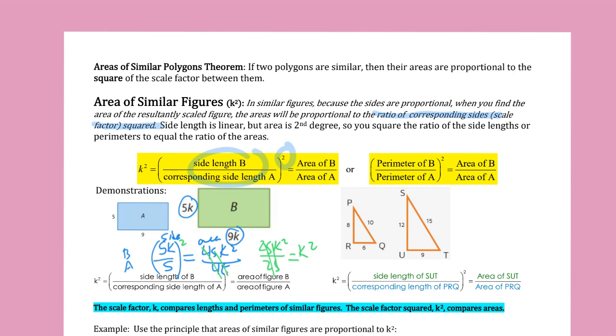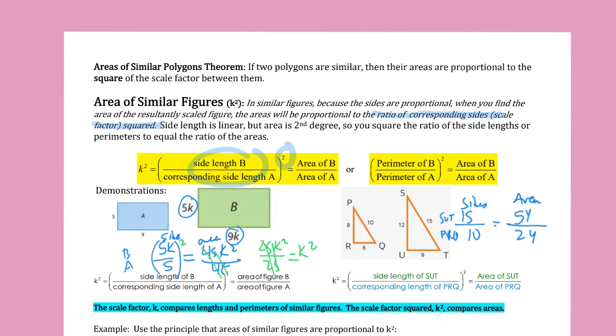So this is kind of saying, mathematically speaking, if you write the ratio of sides, if we did like 15 over, say, 10, this would be SUT, and this would be PRQ. These are the sides, and then the areas are here. To find the area of the triangles, you do 1/2 times base times height. So to find the area of SUT, you do 12 times 9 and then divide it by 2, and you're going to get 54. And to do the area of the other one, you do 6 times 8 is 48, divided by 2 is 24.